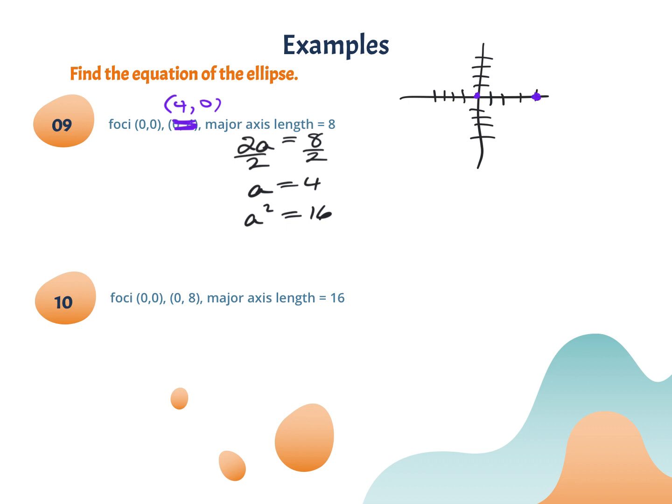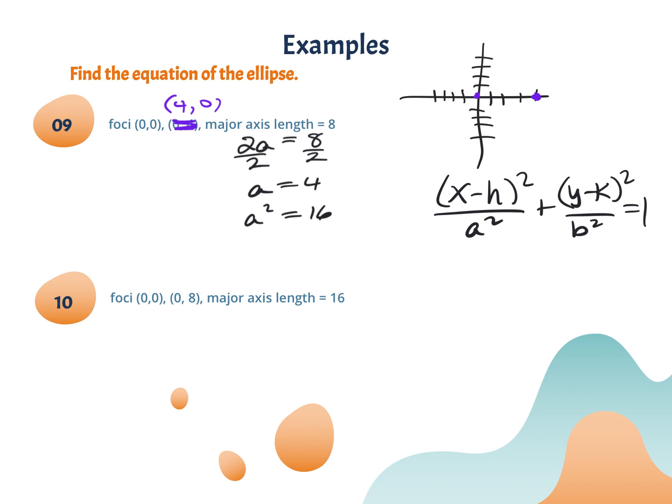So the equation I'm going to be using, since the focus points are always on the major axis, is horizontal. So the formula I'm filling in is x minus h squared over a squared plus y minus k squared over b squared equals 1.